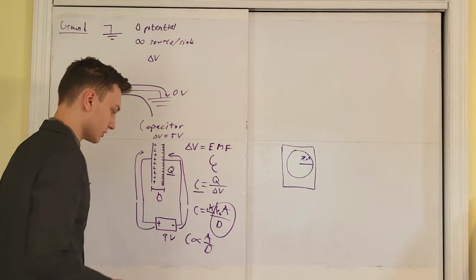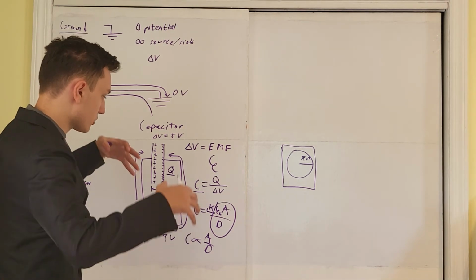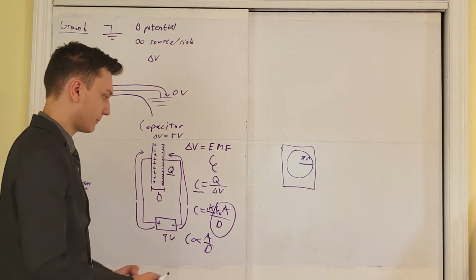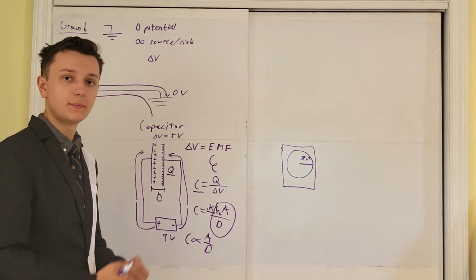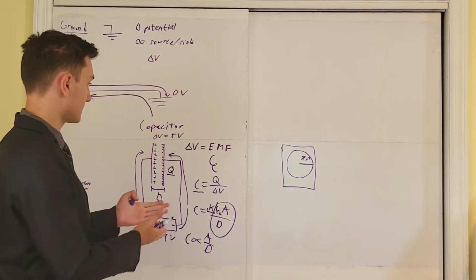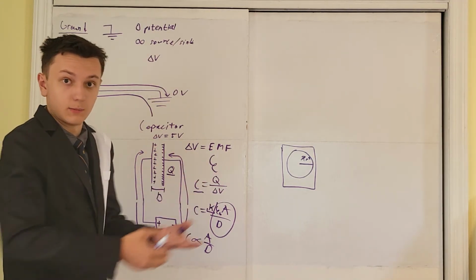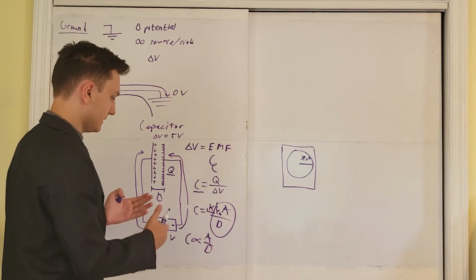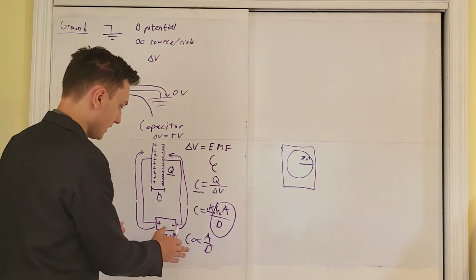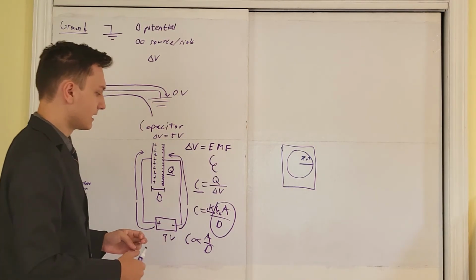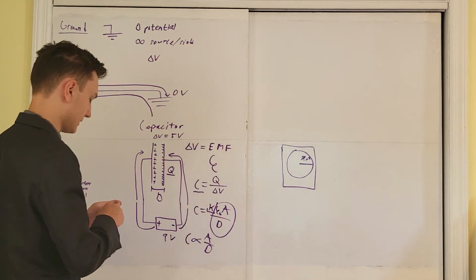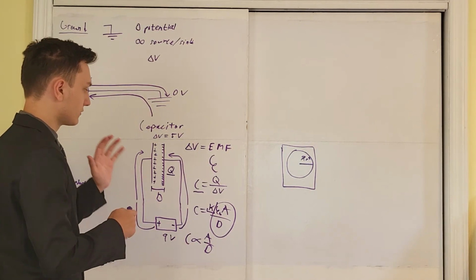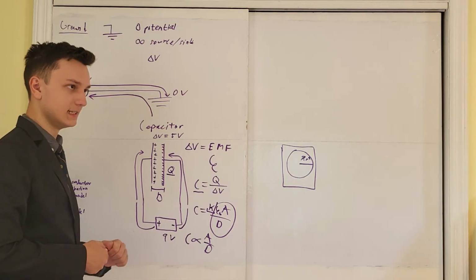Okay, so what does this equation tell us? It means that the larger the plate, the larger the capacitance. The larger the plate, the more charge the capacitor can store, which makes absolute sense. If I have more space, I can put more stuff there. The distance, as distance increases, the capacitance decreases. As the separation between the two plates increases, the amount of charge I can store on the plates decreases.